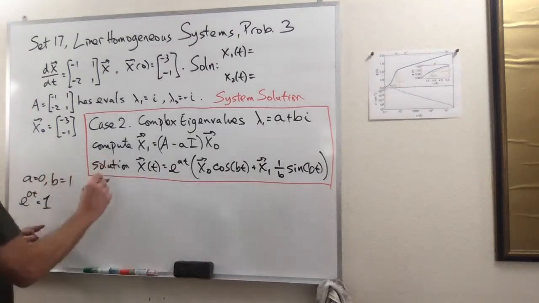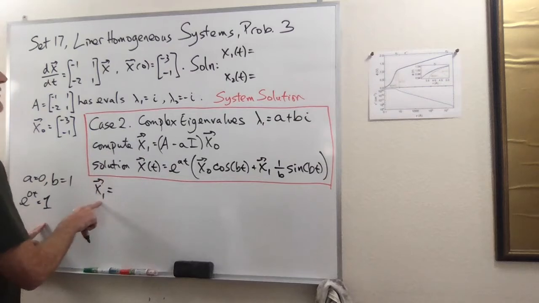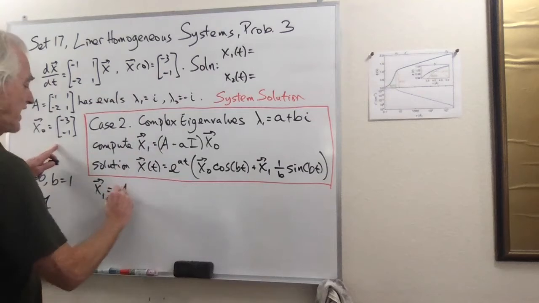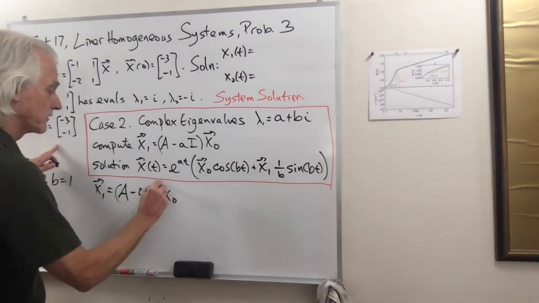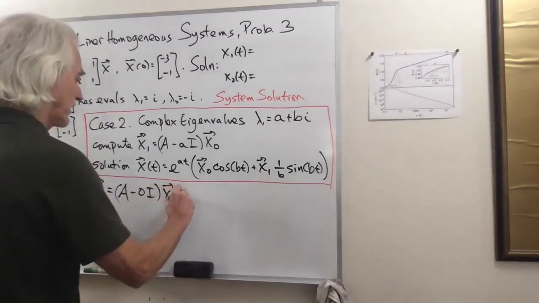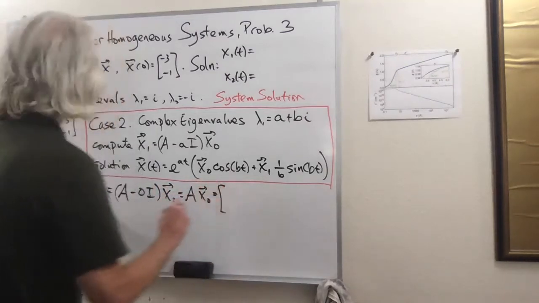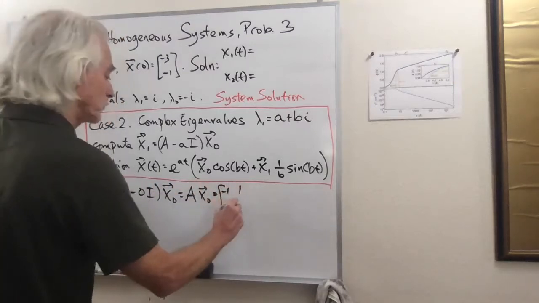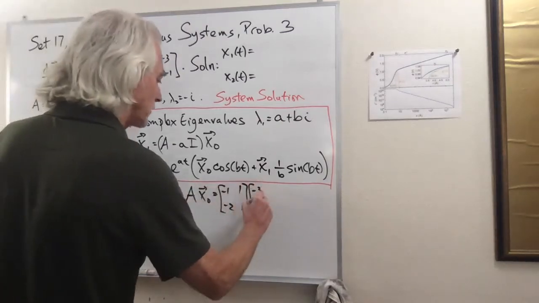So in the solution, I can just ignore that prefactor of 1. But I need to compute x1. Remember, this is the vector x1 as opposed to the first component. The vector x1 is A minus 0I times x naught, because little a is 0. So I can just ignore that. That's just A x naught. And in this case, that is the matrix negative 1, 1, negative 2, 1 times negative 3, 1.